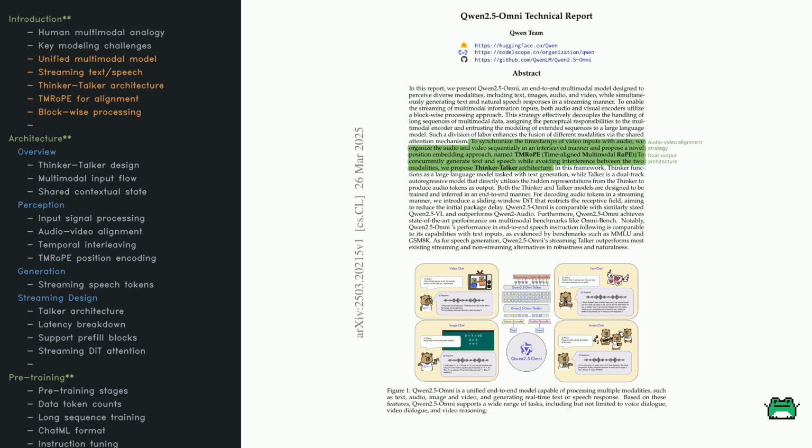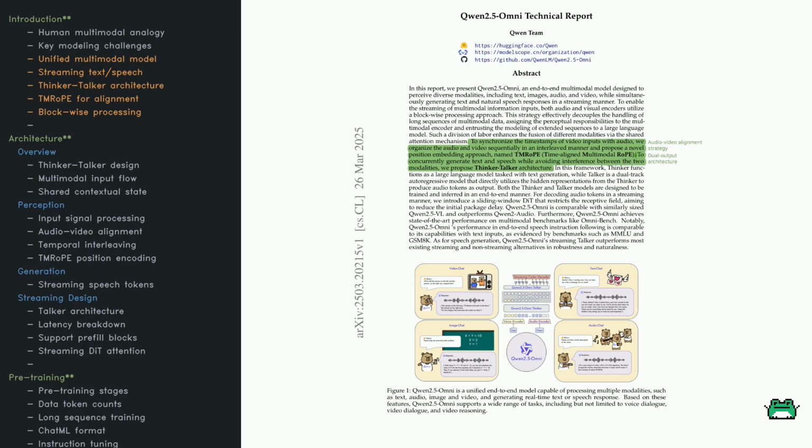Instead of dumping everything into one huge model, it splits the job. Visual and audio encoders break things into manageable blocks, and a large language model called the Thinker handles the long-range reasoning. To keep audio and video synchronized, the paper introduces a new technique called Time-Aligned Multimodal Rotary Position Embedding, TM-Rope. This clever approach tracks where everything occurs in time, so audio and video align like perfect subtitles.